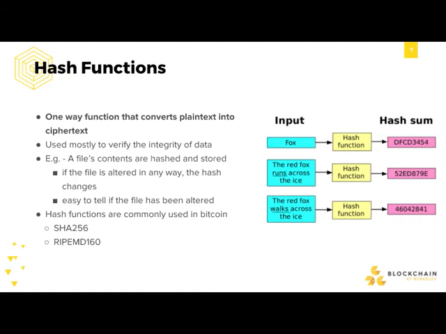An example of this: the input here is "Fox", and if you run the Fox through a hash function, you get this string. Now, if you change that to "the red fox runs across the ice" and run it through the same hash function, the string is completely different. Even if you make one minute change to the input, the hash function is supposed to work such that the hash of that input is completely different. And it makes it very easy to tell if the file has been tampered with or altered. Some common hash functions, especially the ones used in Bitcoin, are SHA-256 and RIPEMD-160.